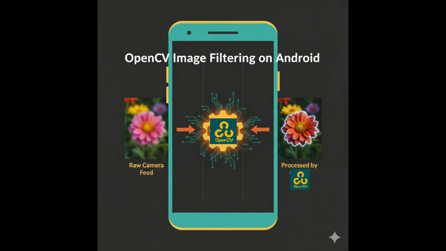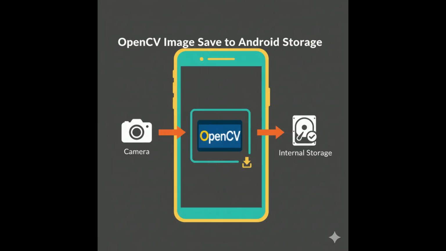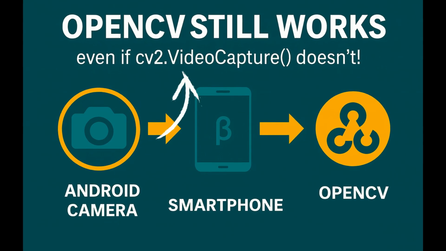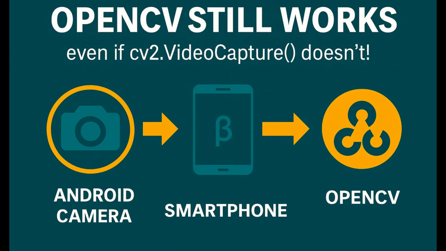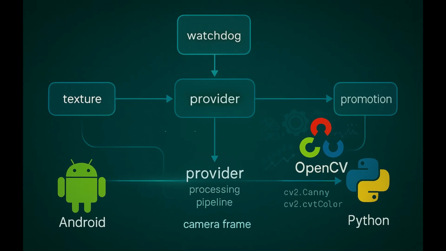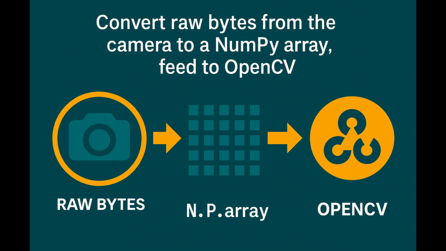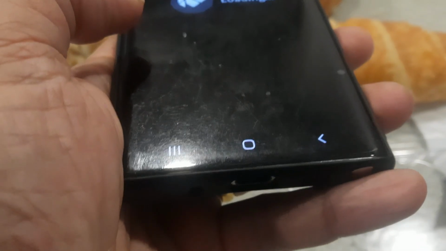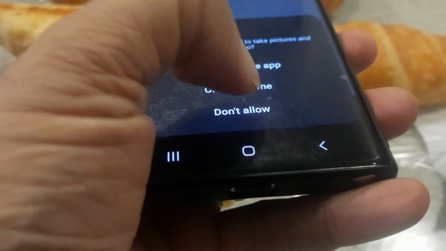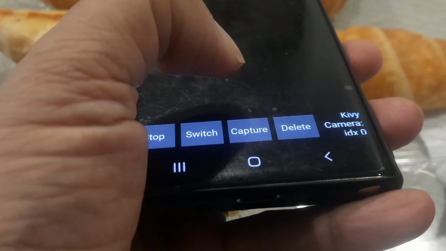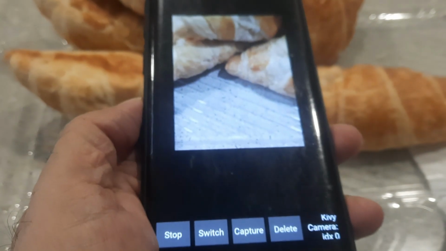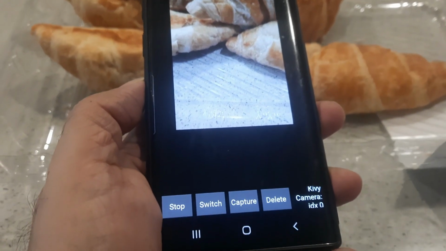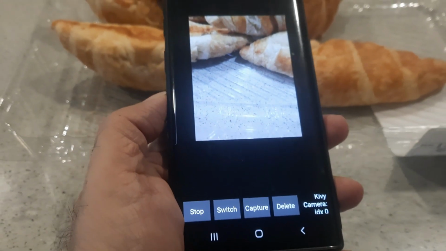Rotation, filters, edge detection, saving frames, all directly inside your Kivy app. The reason this works is because you're not depending on OpenCV's broken camera backend. You're using the feed your app already owns. You have effectively replaced cv2.VideoCapture with your own reliable data source. No hidden dependencies, no binary mismatch. When you look at the output, OpenCV processes the frame just as it would on desktop. The difference is you controlled the pipeline. That's the key to making OpenCV work consistently on Android.